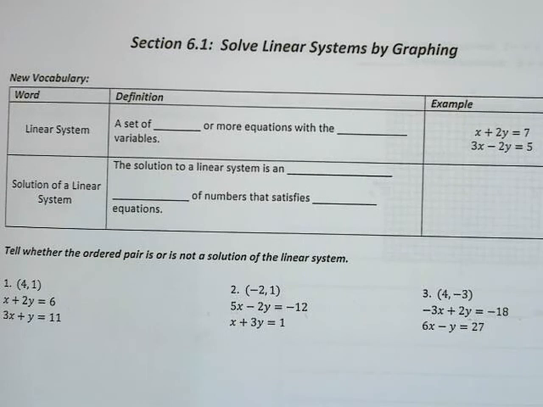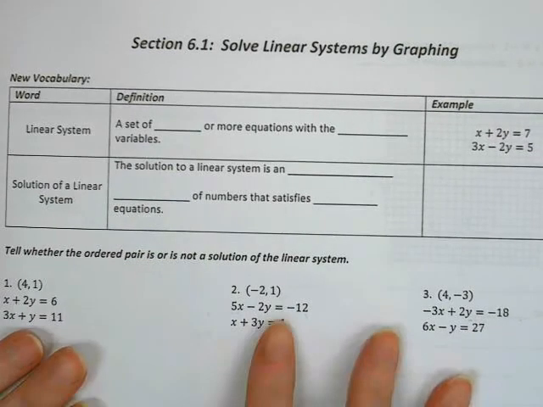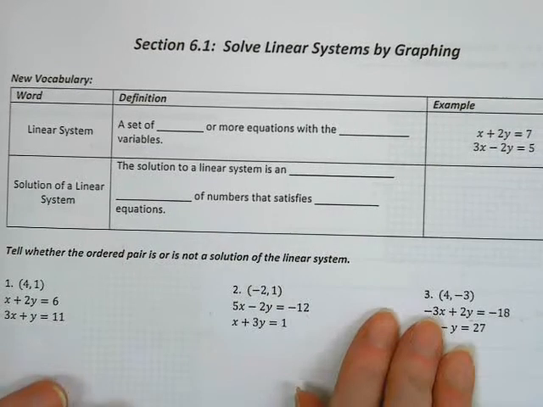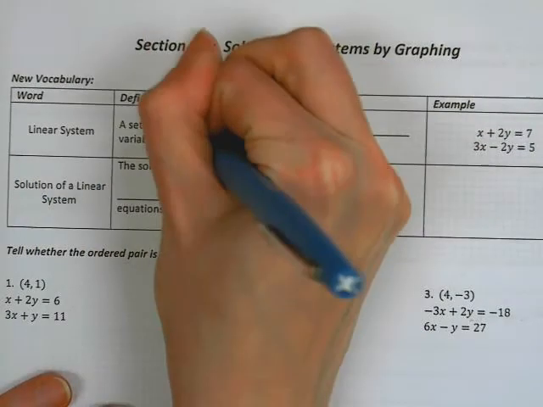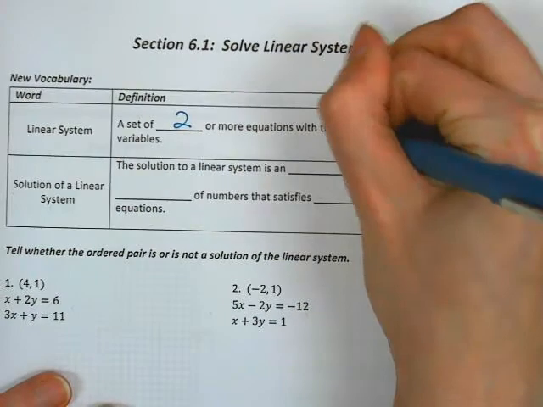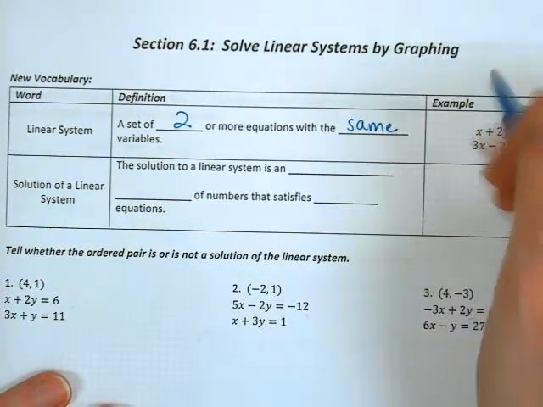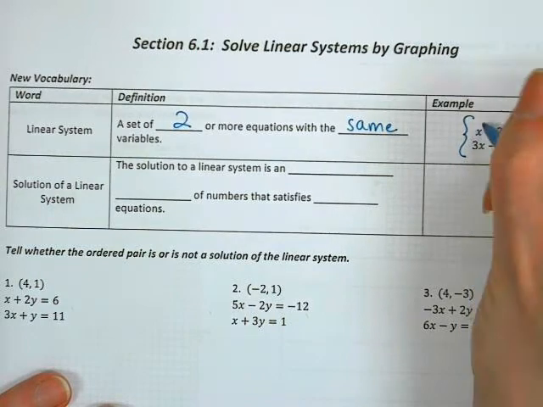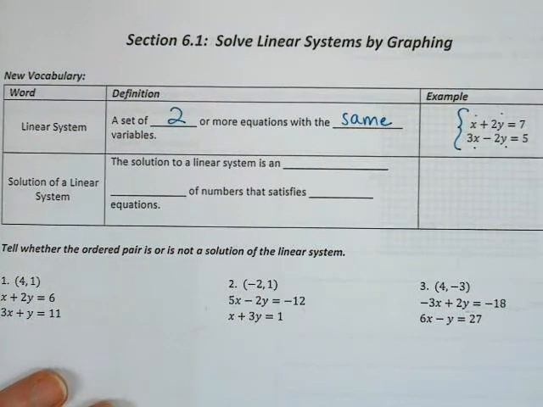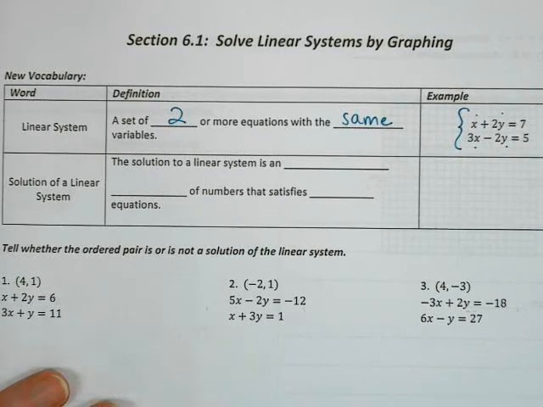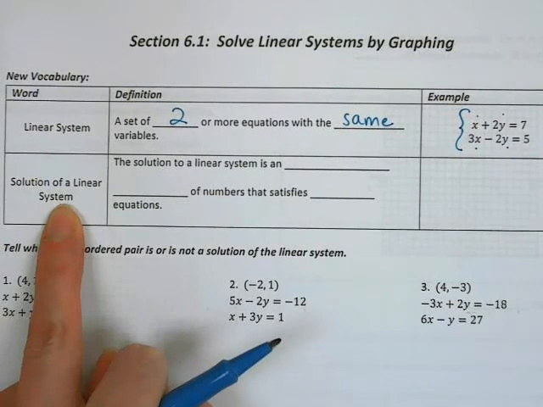Now yesterday we did a little exploratory activity where you guys kind of learned a little bit about this stuff. But a linear system is a system of two or more equations with the same two variables. So notice that both of these have an x and a y. So that's called a system. And then yesterday we played around with finding solutions of a system.